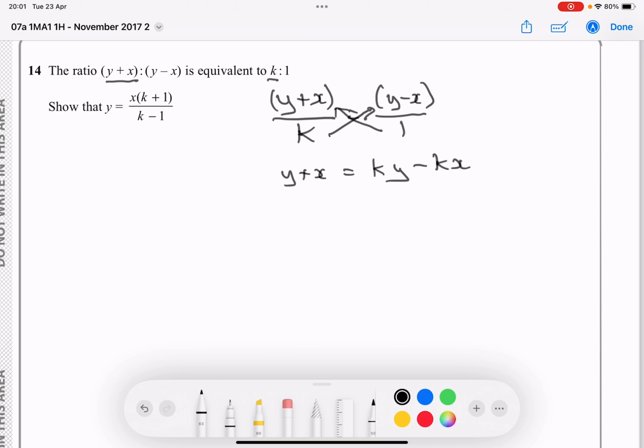So the first thing that I'm going to do here is move the y's to one side, and I'll try it with minus ky. Yeah, okay, let's try it with minus ky. Who knows, it would probably just involve some negatives at the end. So what I've got is y minus ky plus x equals minus kx.